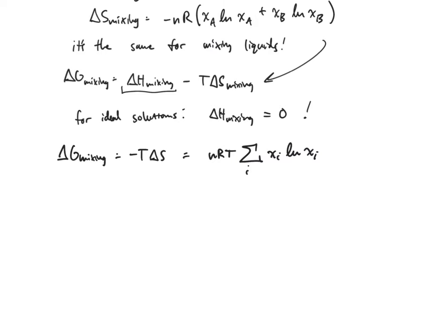One final quick note, I want to remind you why for an ideal solution the enthalpy of mixing is 0. Remember, that's because the interactions between A and B are no stronger or weaker than A was to A or B was to B. So that means there's no change in potential energy to mix those two solutions together. So therefore, there's no enthalpy change.